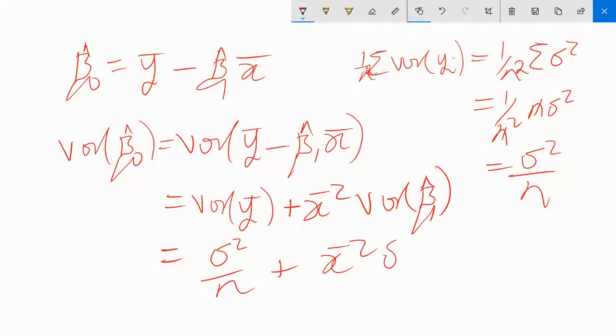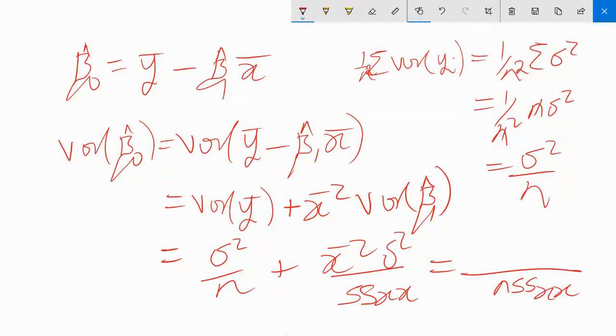This one we just proved, we know it's sigma squared over SSXX. And we can simplify this, we have n multiplied by SSXX like this. Then this will give us SSXX. Let me create a space here.